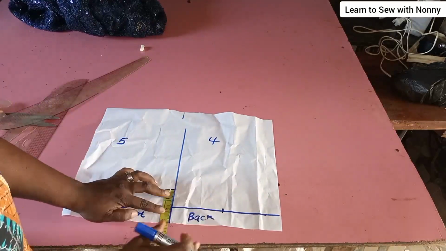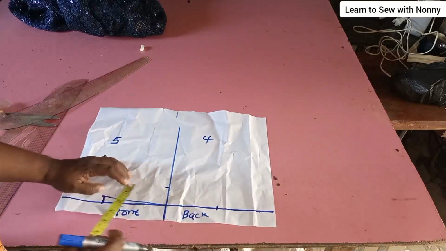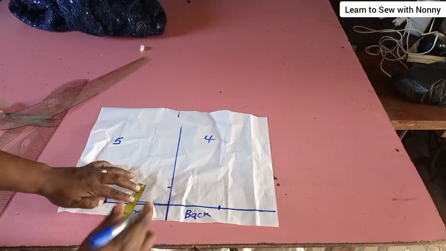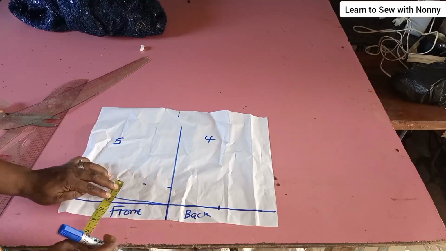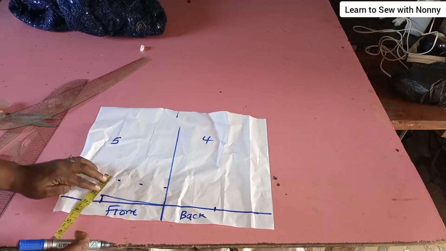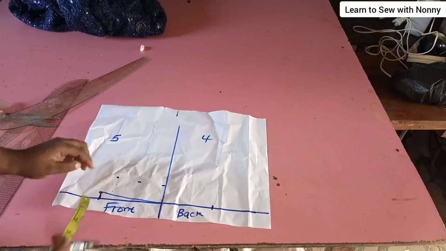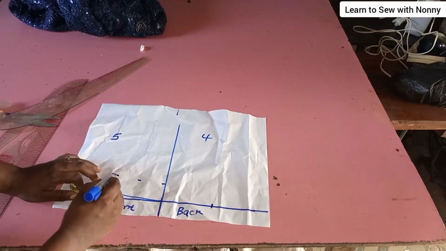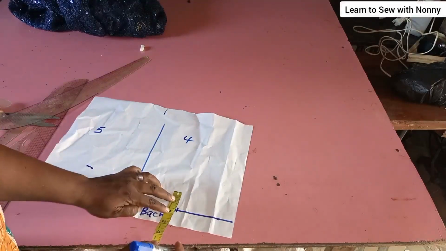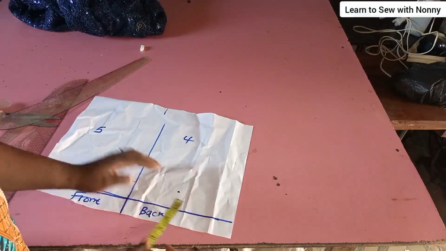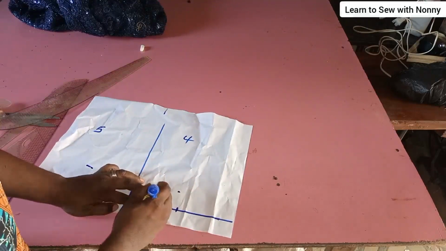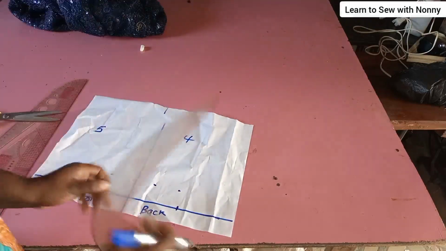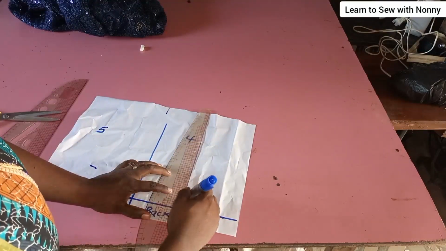Now the length of my turtleneck collar, I want it to be 1.5 inches. So 1.5 fits your turtleneck collars, except you want it to be very high. You can then do 2 inches. All right, so 1.5 is okay. So I'm just going to place my tape and mark 1.5 all around, like so. 1.5 inches even at the back. All right, so I'll just go ahead and connect it up like this.